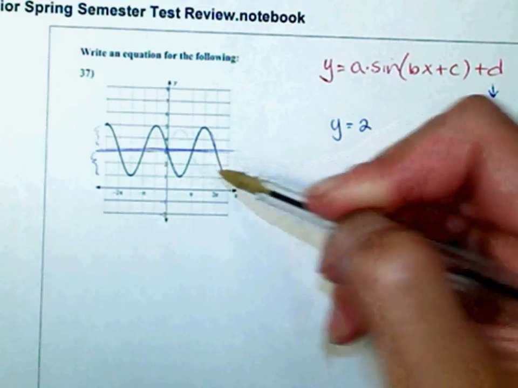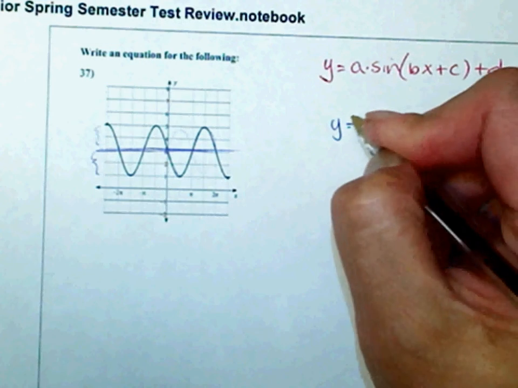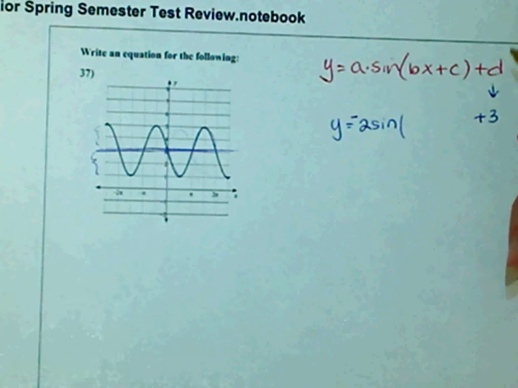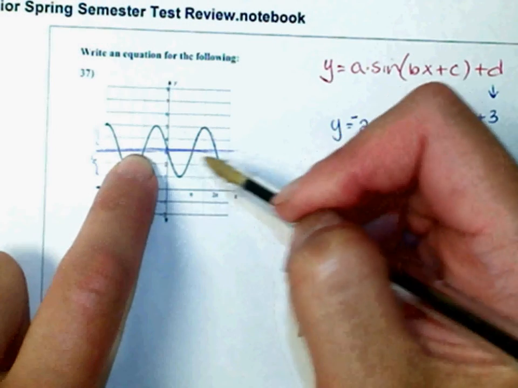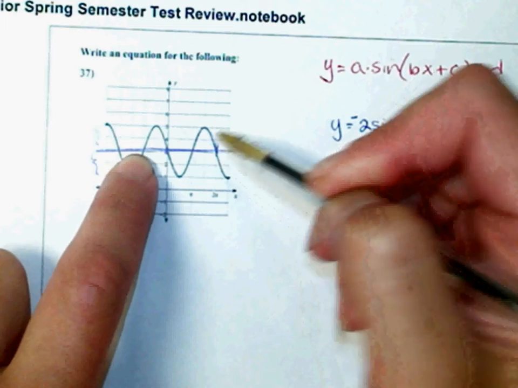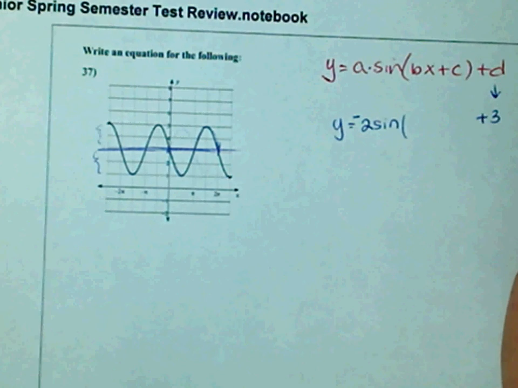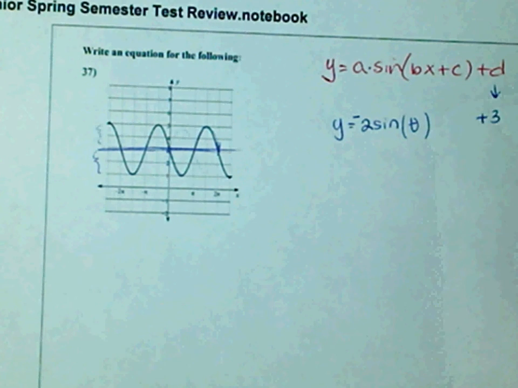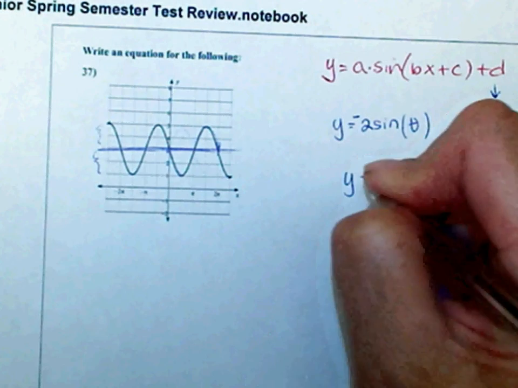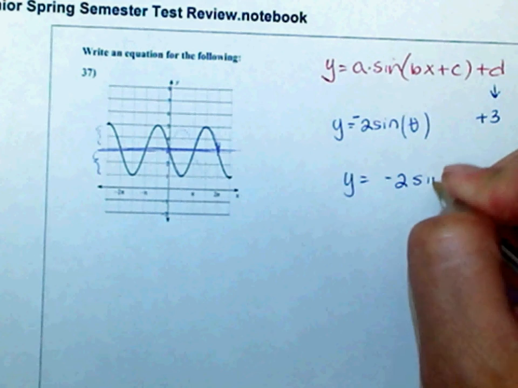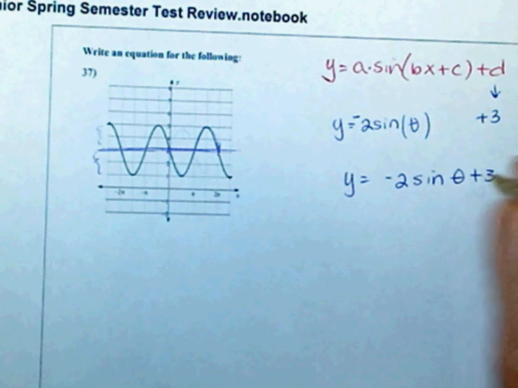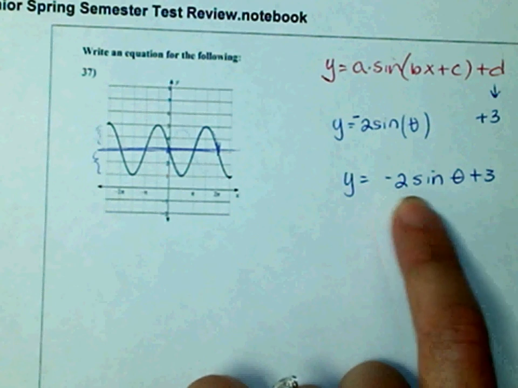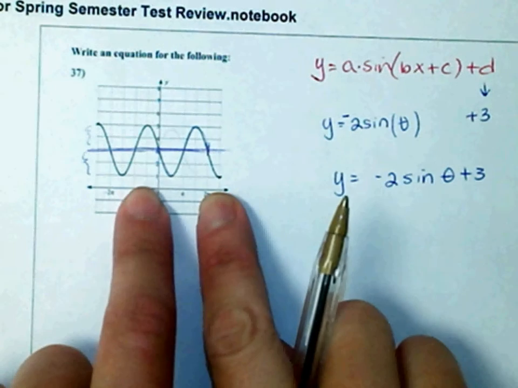Was there a change? We look at between 0 and 2 pi. How many sine functions did you graph? Just one, so all you have left is a theta. So I'm going to rewrite this. Y equals negative 2 sine of theta plus 3. You move up 3, amplitude is a negative 2, sine function between 0 and 2 pi just occurs one time. It's repeated once. So there you have that.